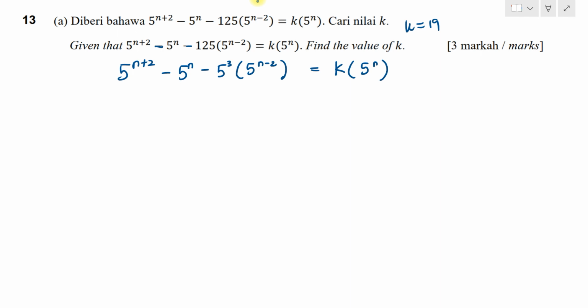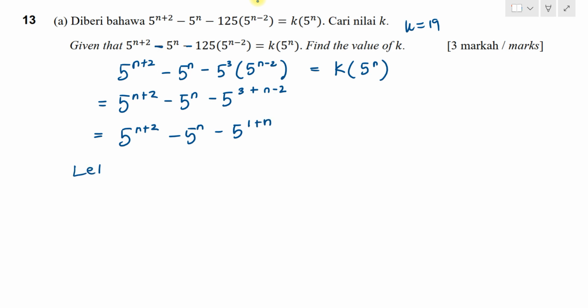Alright, it's very simple. First, simplify this one first. 5 to the n plus 2 minus 5 power n. This one is 5 power 3. Okay, this one is 5 power something multiply 5 power something. So you can add up the powers. Not multiplying. Don't make a mistake. So what will you get? 5 to the n plus 2 minus 5 to the n, minus 5 power 3 minus 2 is 1, 1 plus n.